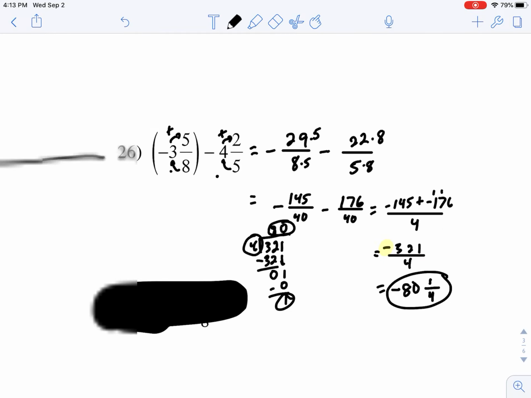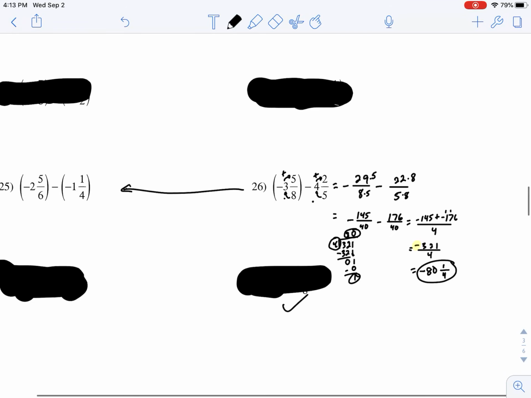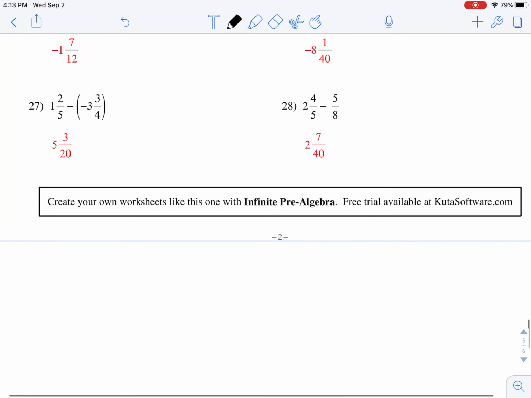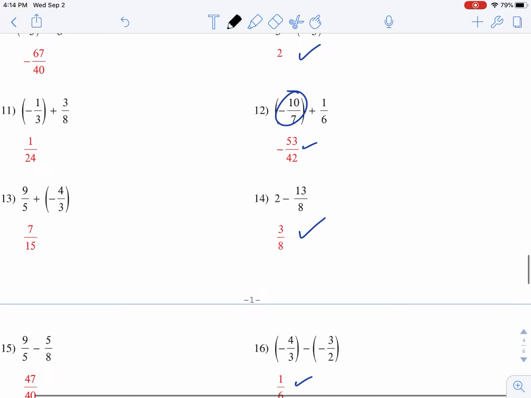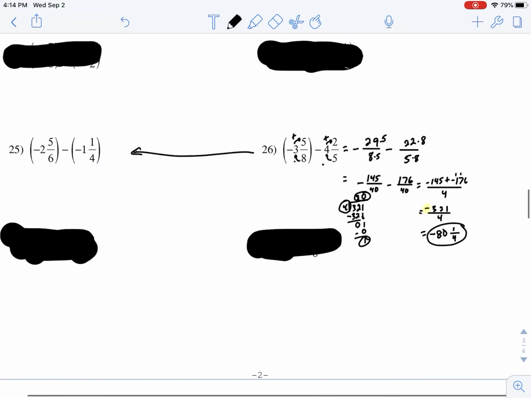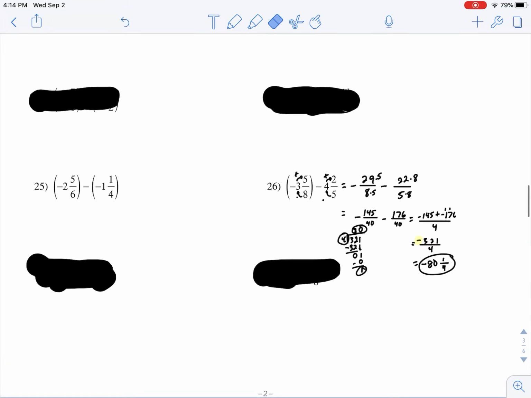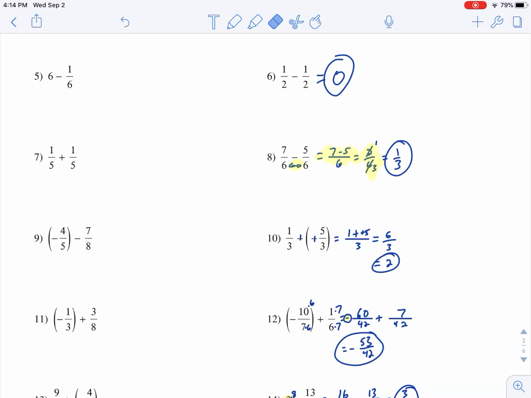And that's about as bad as it gets. That was a lot of work for one problem. And again, that's why I scribbled out some of these, because I didn't want to just bury you in busy work. Oh, yeah, okay, there's the answer. I looked at that answer and thought, oh no, I did it wrong. Negative 8 and 1/40. Okay, so your goal now is to do the odd problems, except for the ones that I have scribbled out.